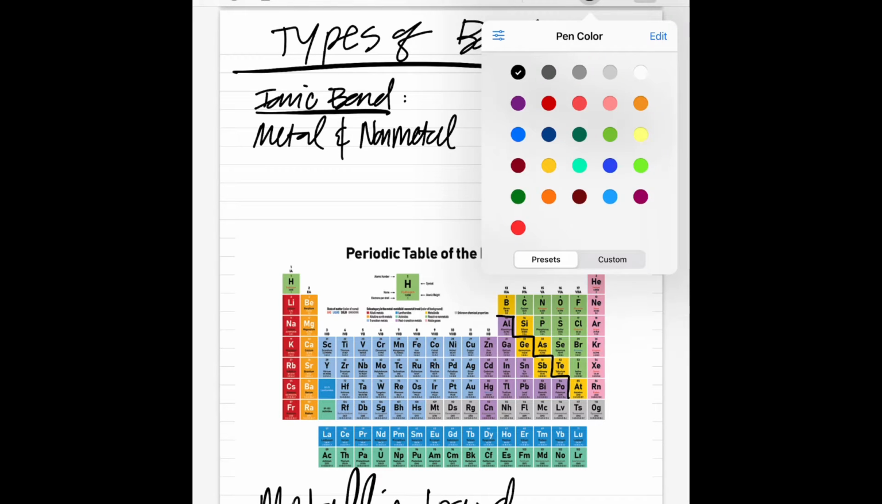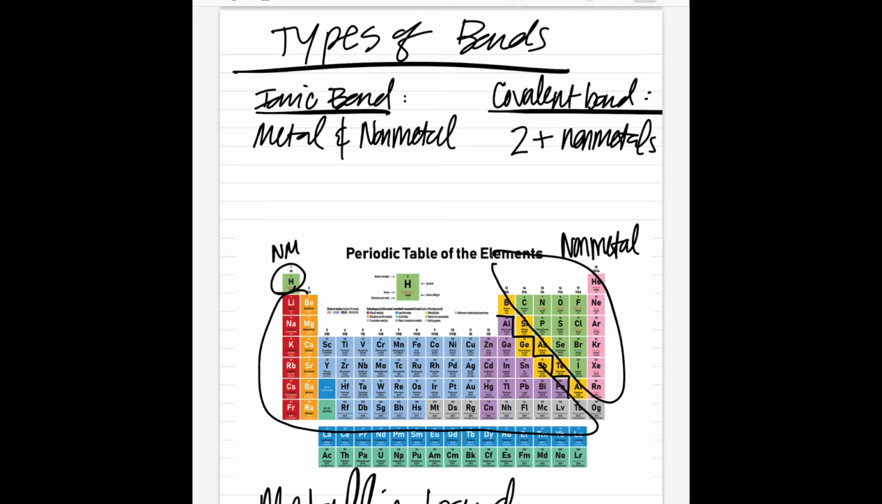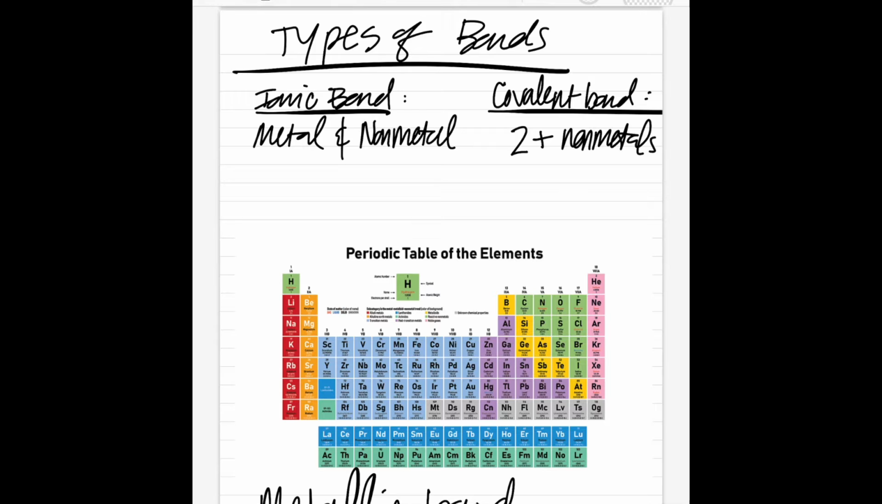Anything to the right side of this stair step, so that's going to be anything here, anything to the right side of the stair step is considered a nonmetal. Except for hydrogen. Hydrogen is also a nonmetal. That's the exception. Anything to the left side of the stair step is called a metal. Now, most of the periodic table are metals. All right, now, so remember that hydrogen is that exception. Let me go ahead and draw the stair step back in here.